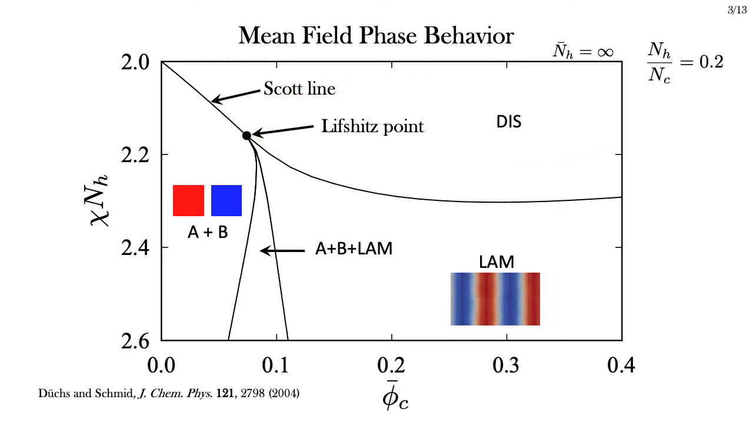When the blend is cooled, if there's no copolymer present, the homopolymers macrophase segregate at chi equals 2. As copolymer is added, segregation is suppressed and the transition follows the Scott line. The Scott line then terminates at a Lifshitz point. At higher copolymer concentration, the blend microphase segregates, forming the lamellar phase. Between these two limiting behaviors, there's three-phase coexistence.